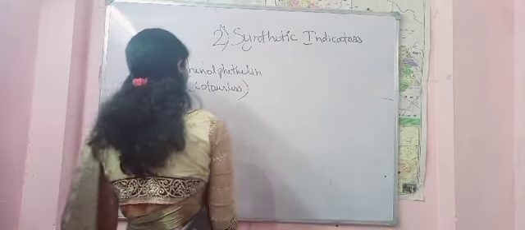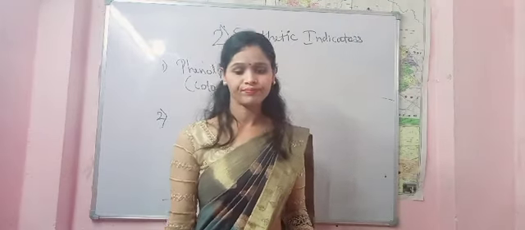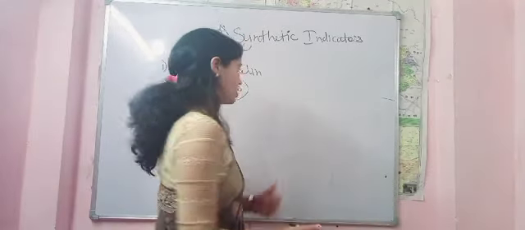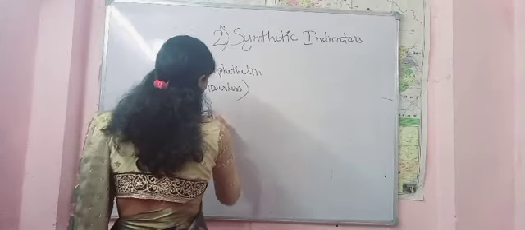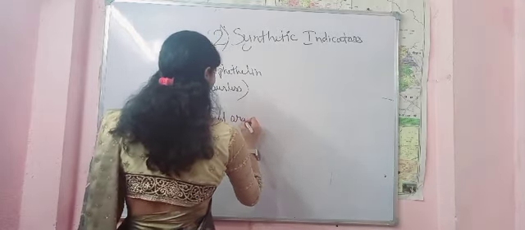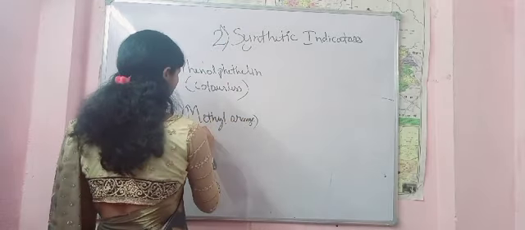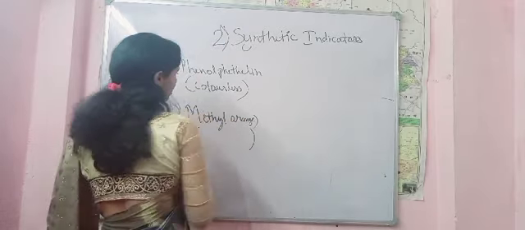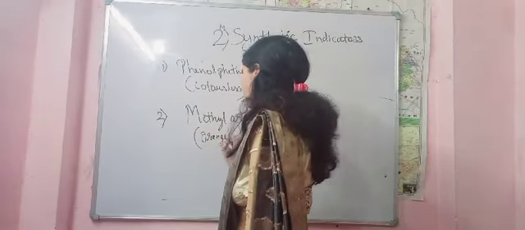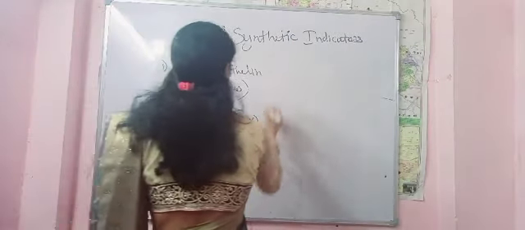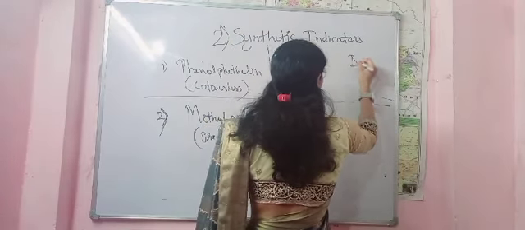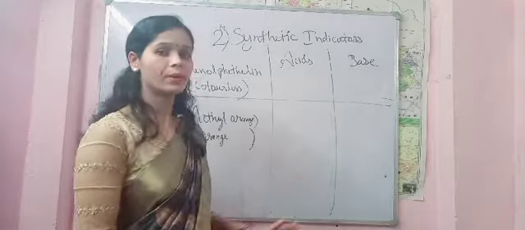And second is methyl orange. The color of methyl orange is orange. What happens when it comes in contact with acids? And what happens when it comes in contact with bases? We will see one by one.